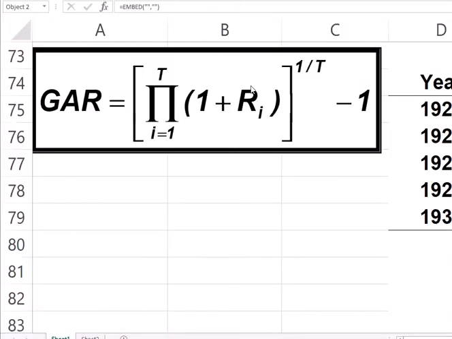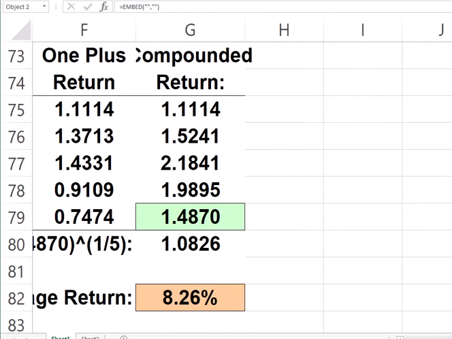Let's assume now this is the formula for the geometric average return. So we get the product of 1 plus the return on any given year. That product, we raise it to the 1 divided by t, the time periods, and then we subtract 1 from the answer. So let's take a look at one example here.